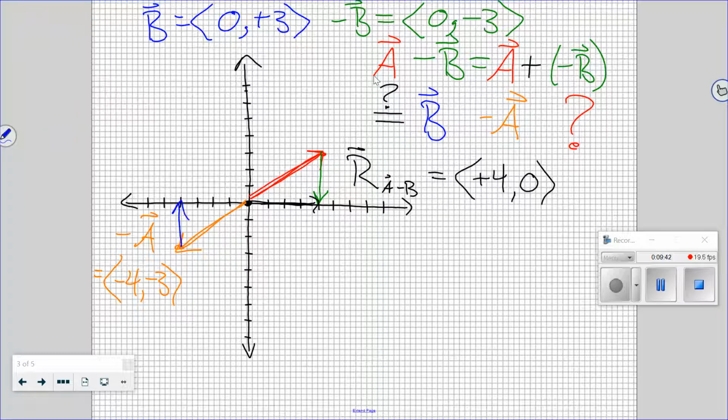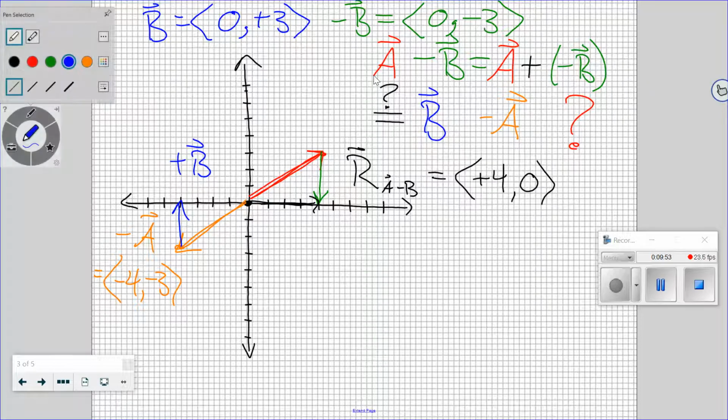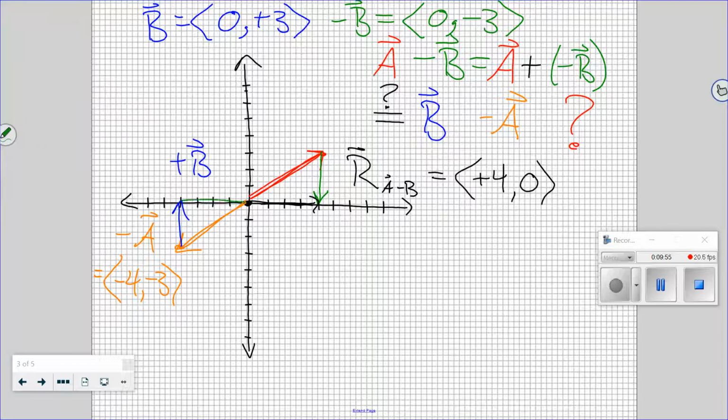I could have done the parallelogram for each one, but it actually matters when you're subtracting. We'll call this r b minus a, back that way. So no, they're not equal.